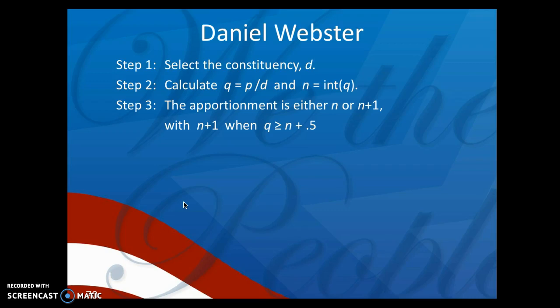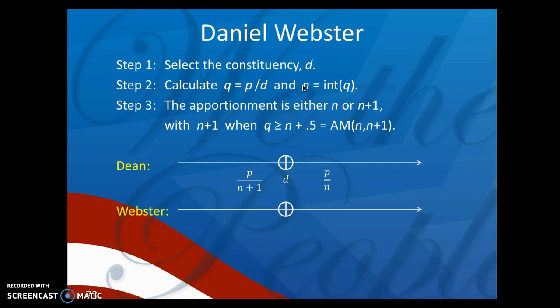So Daniel Webster said this is way too complicated. What are you guys talking about? Why don't we just round normally? He said round up to the next largest whole number only if this quotient is bigger than the arithmetic mean. So this is just the normal rounding. So just to look at a visual, here's Dean's approach. D is the target. What actually happens with Webster, you take the inverse of all of these values, and instead of D being the target, 1 over D is the target. Kind of a strange thing happens.